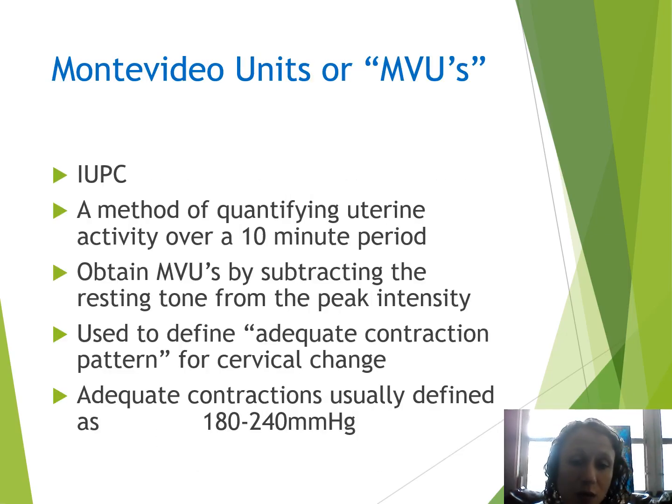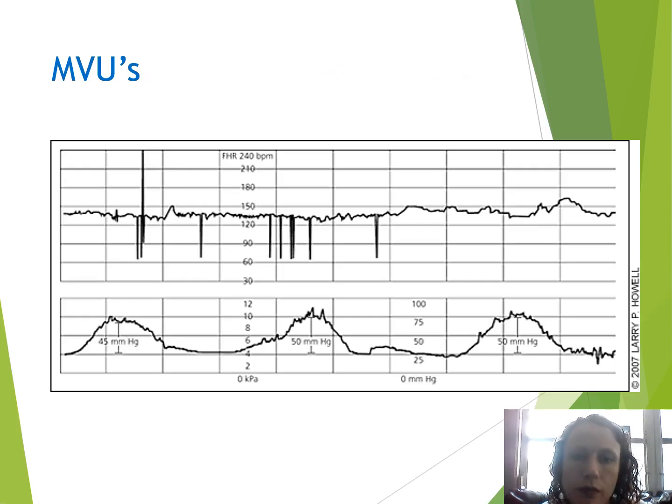Like I said, IUPC, the intrauterine pressure catheter, is what we use to measure Montevideo units. You don't need to know how to count these at all, but they're basically what we do to measure the strength of the contraction. This just shows you the measurement of Montevideo units. You can see how high it rises. So it looks like it's 75.